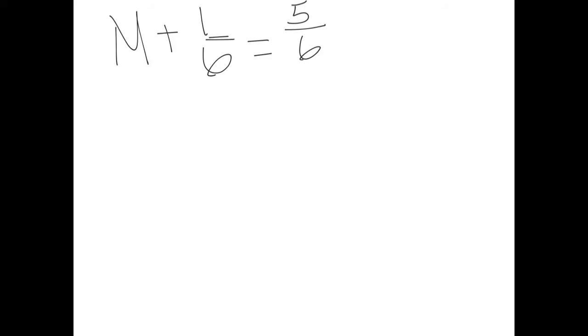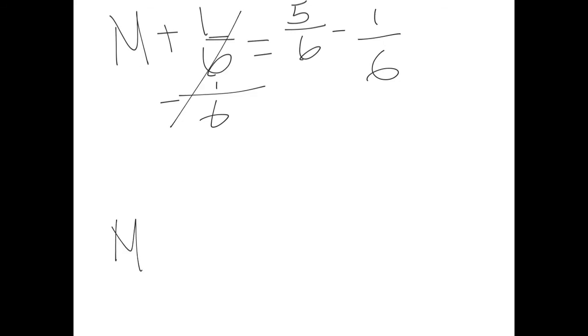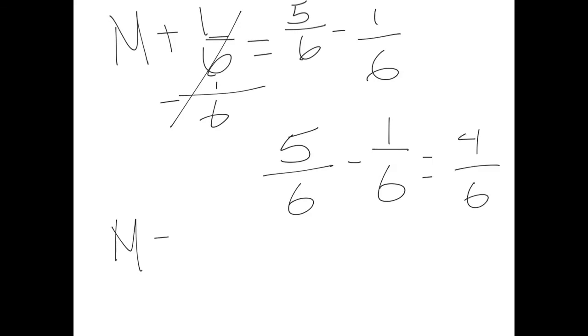So you're going to have to cancel out 1/6 by minusing it by itself. And then you're going to have to do that on the other side. So this cancels itself out, so you're left with m. 5/6 minus 1/6 equals 4/6. So m is going to equal 4/6.